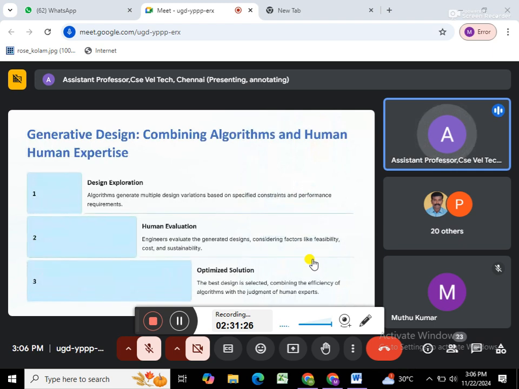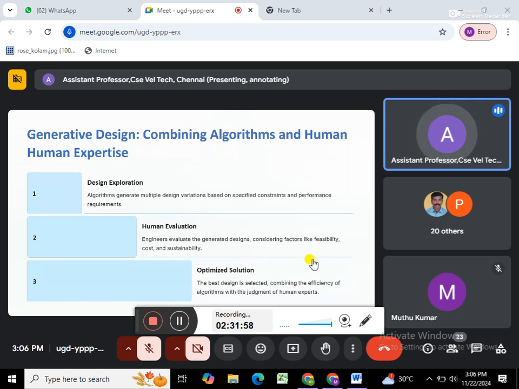And generative design, this is again an example of the transition from industry 4.0 to industry 5.0. With the help of design algorithms and many generative algorithms, we can find different types of solutions with respect to different design aspects, as well as human evaluation. Like how engineers can generate different types of designs with respect to feasibility.